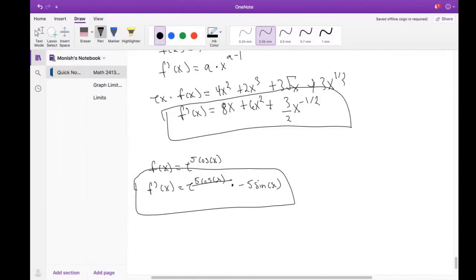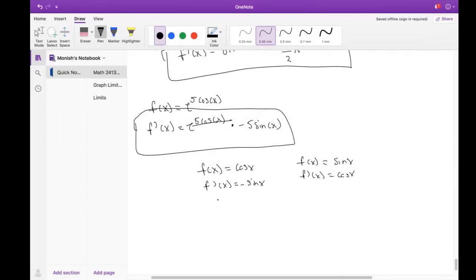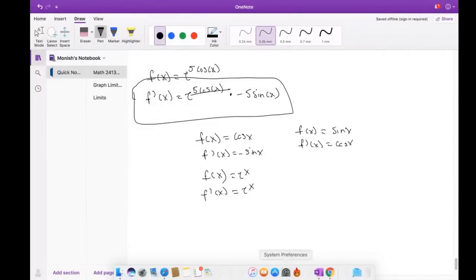And make sure you also know, just to go over it briefly, that the derivative of cosine x is negative sine x. And for sine x, the derivative is just positive cosine x. And for e to the x, it's just e to the x. So those are ones you should already know.